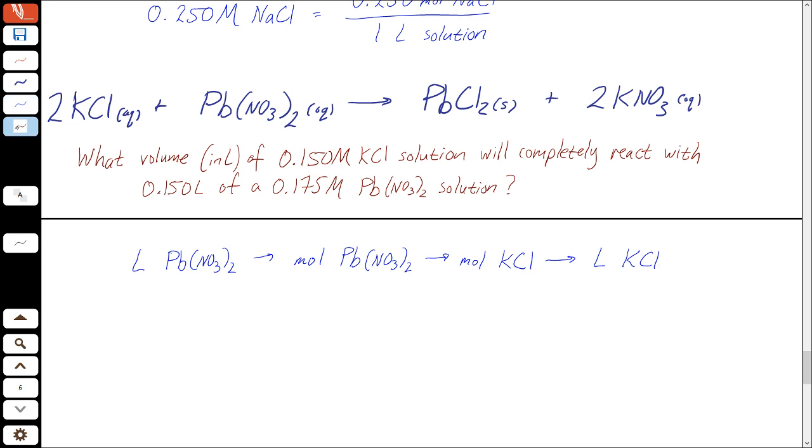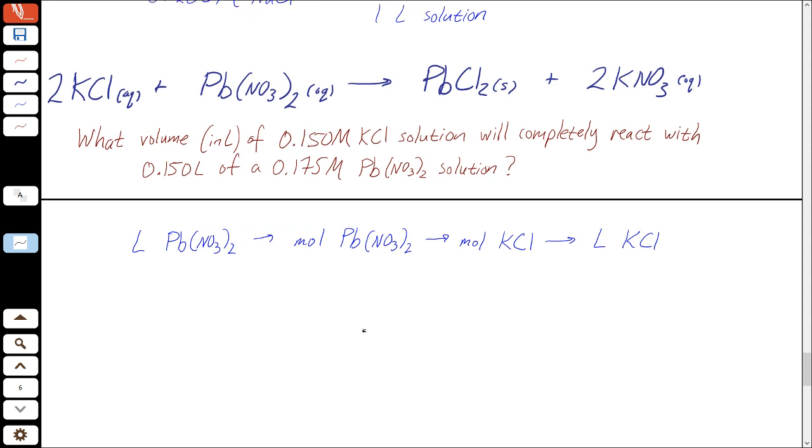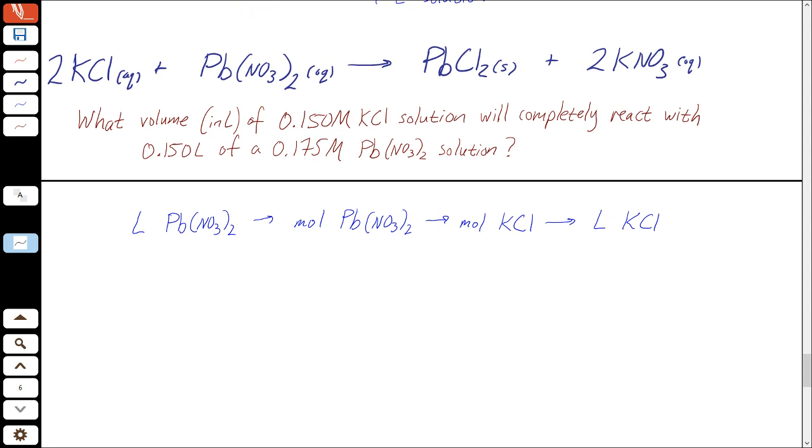Remember, we're going to follow our units. Always follow the units. The units are given. We want to go liters of this to moles of this to moles of that to liters of that. So that looks like this. 0.150 liters of lead 2 nitrate. And now we need a quantity that gets us from liters to moles.